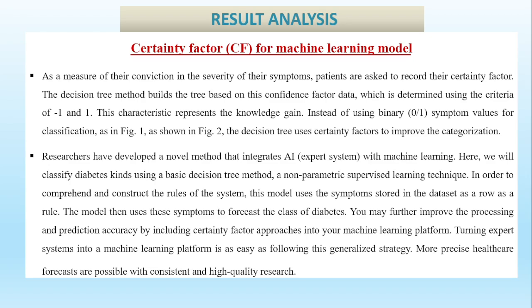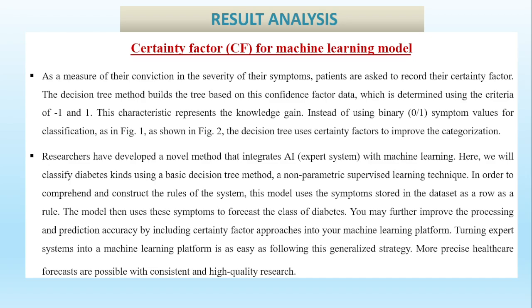We have used both trees. First is without certainty factor and second is with certainty factor. Certainty factor improves the categorization. Researchers have developed a novel method that integrates an AI expert system with machine learning. Here we will classify diabetes kind using the basic decision tree method, a non-parametric supervised learning technique, in order to comprehend and construct the rules of the system.